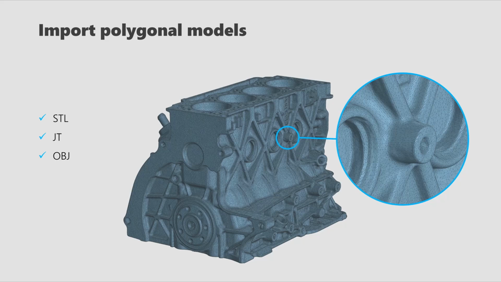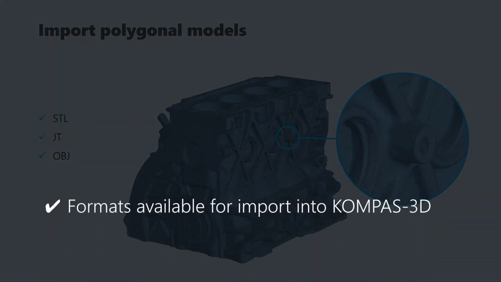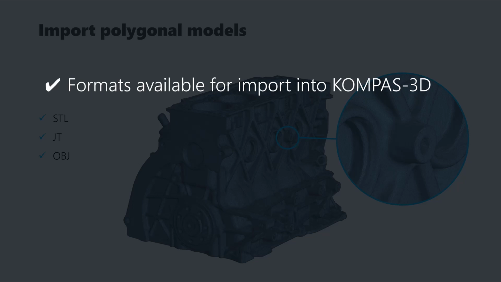You can use such models as elements of an environment to orient yourself during the design. For example, let's say you need to design an air intake for an existing car. You can scan the hood cover, open the resulting model in KOMPAS-3D, and design the air intake based on the scanned model.